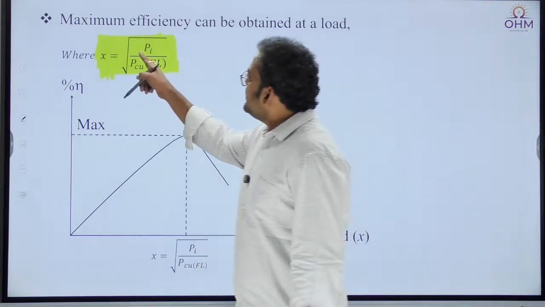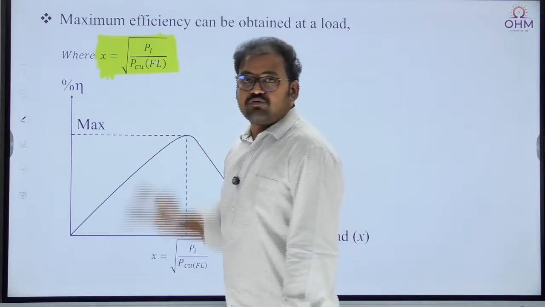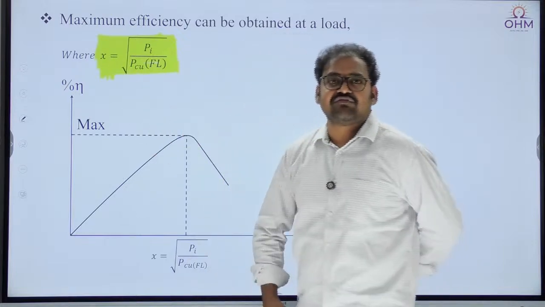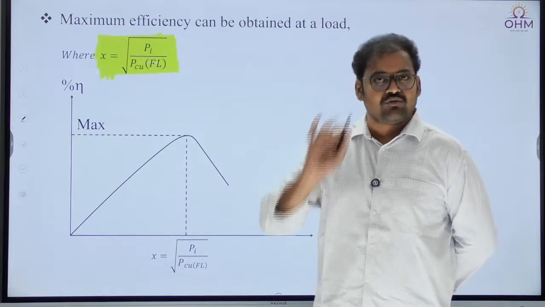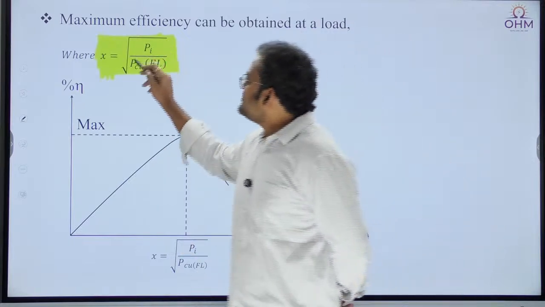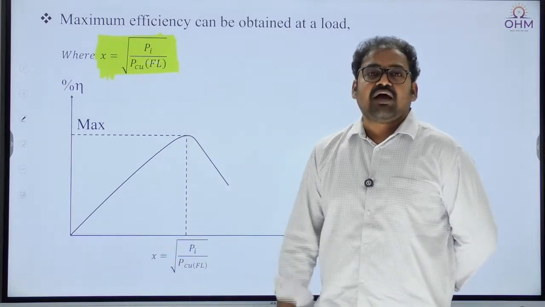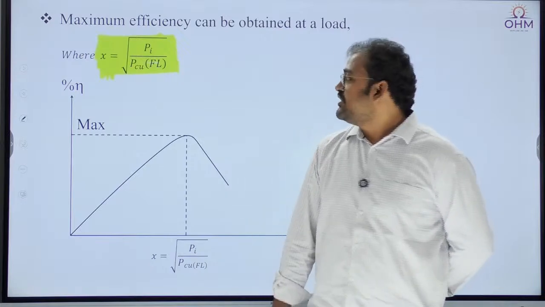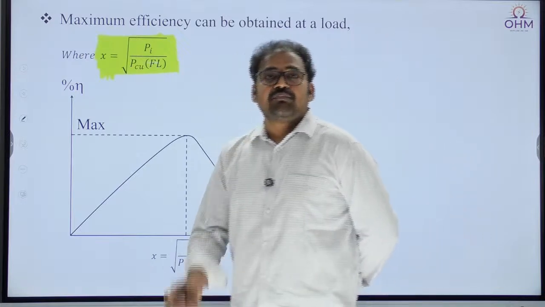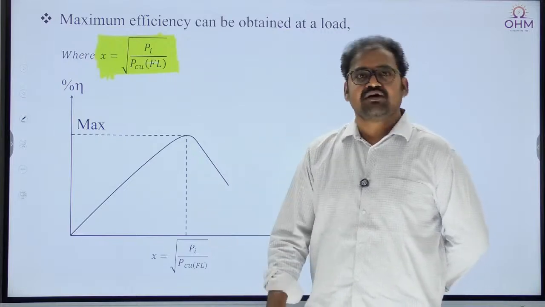Suppose you perform this calculation and you got X equal to 0.8, what is the meaning of it? Maximum efficiency can be obtained at 80% load. Suppose you perform this calculation, you got X equal to 1, let us say. What is that meaning? Maximum efficiency can be obtained at full load. That is the meaning of it. So X will represent the percentage load at which maximum efficiency can be obtained.